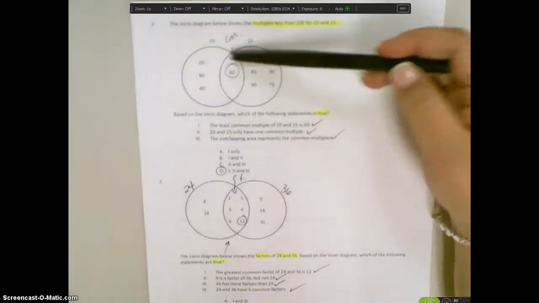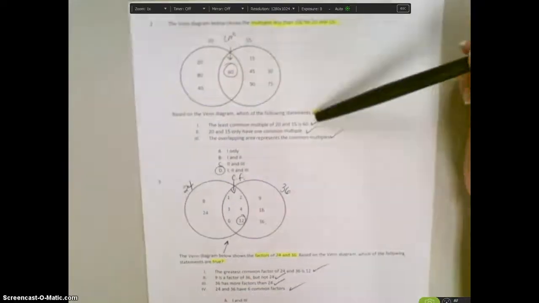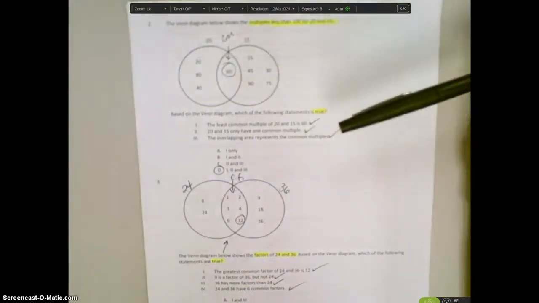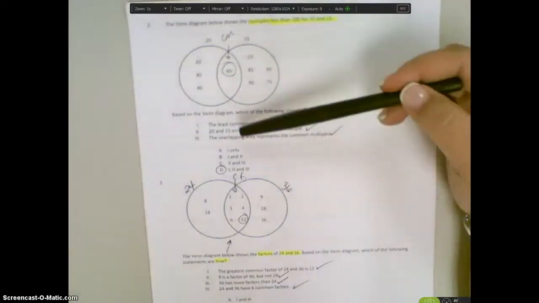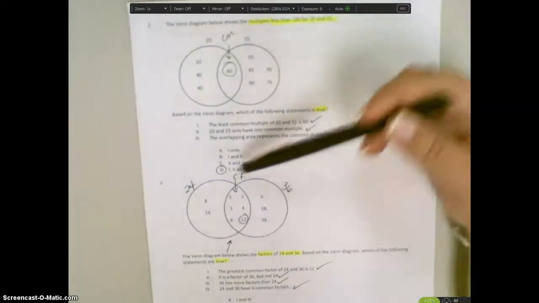Well, that's true because it's the one in the middle. 20 and 15 only have one common multiple. There's only one in the middle, so that's still true too. And the overlapping area represents the common multiples. That's also true. So all 3 of them are true, 1, 2, and 3, which would be D.